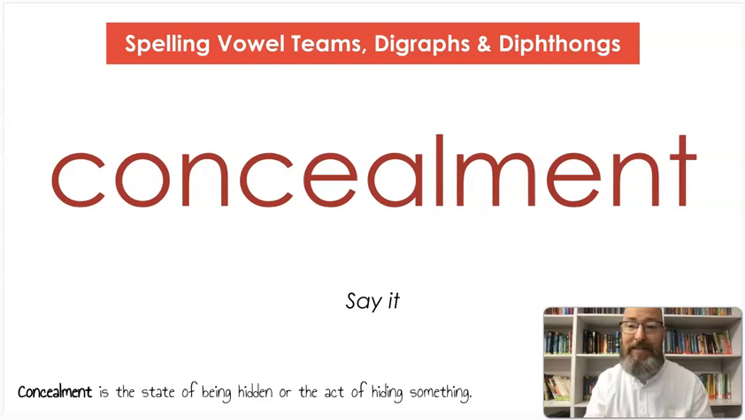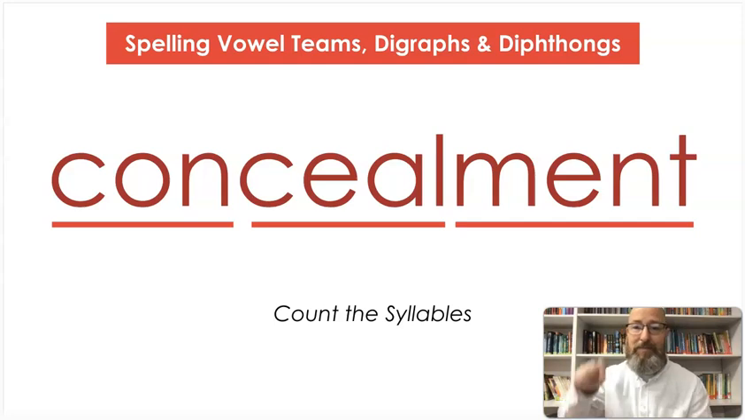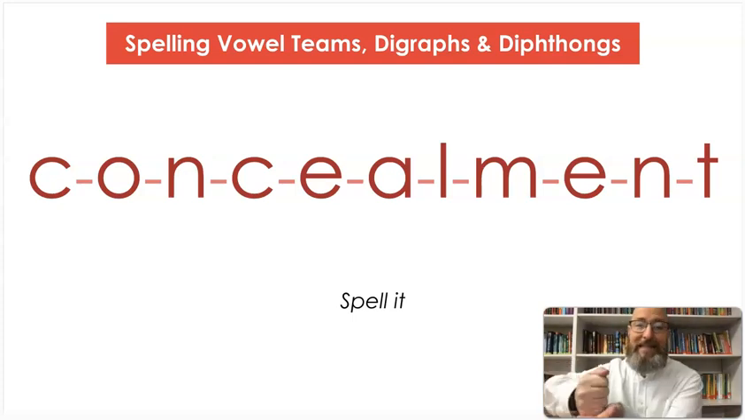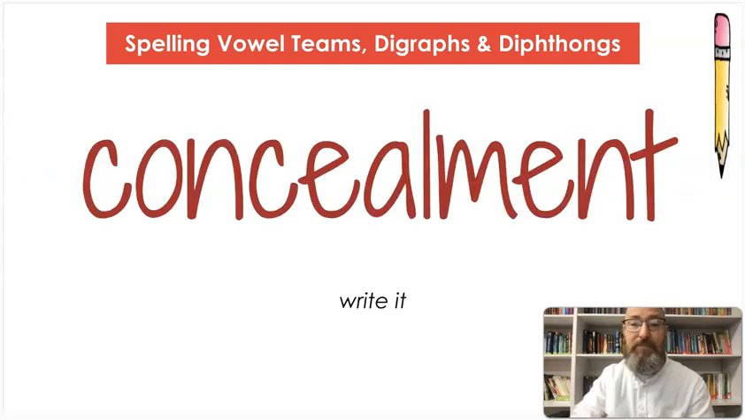Our next word is concealment. Say concealment. Concealment is the state of being hidden, or the act of hiding something. Count the syllables. Concealment. Let's spell it. C-O-N-C-E-A-L-M-E-N-T. Concealment. And let's write it.